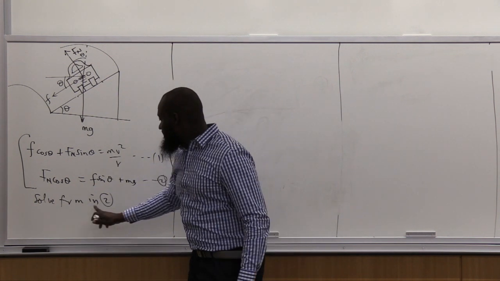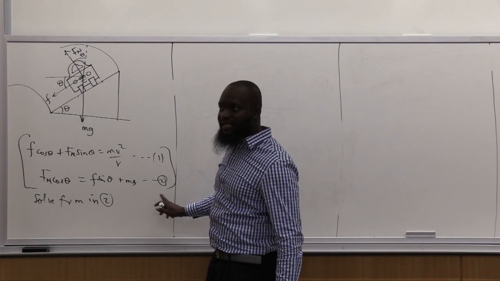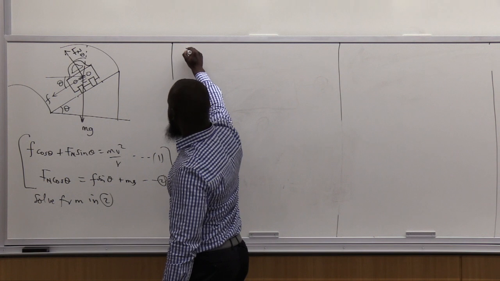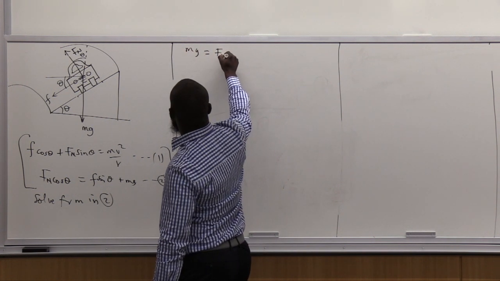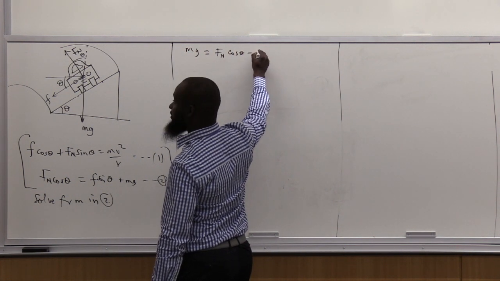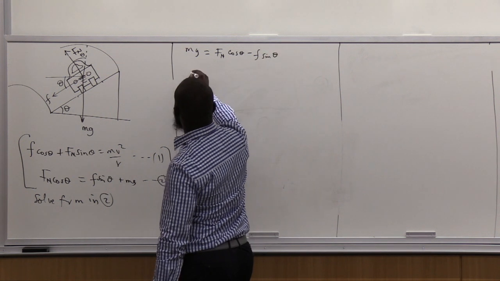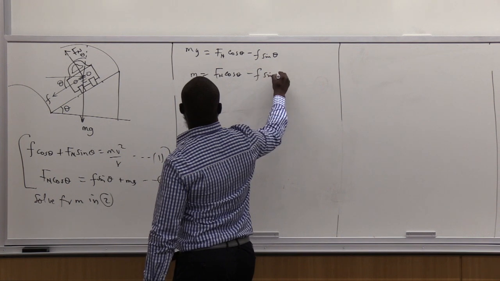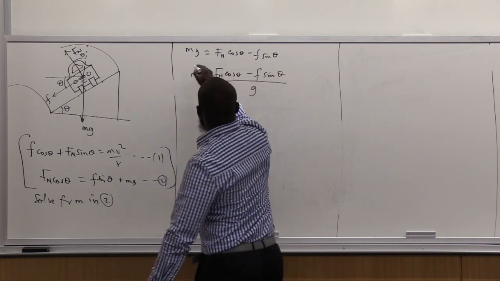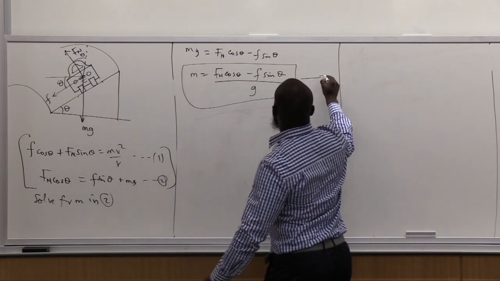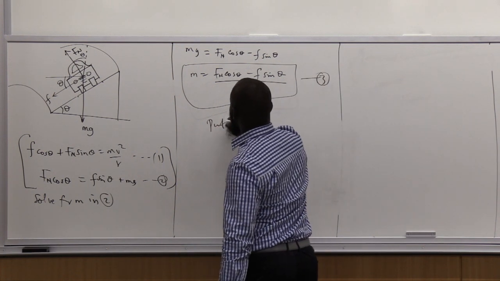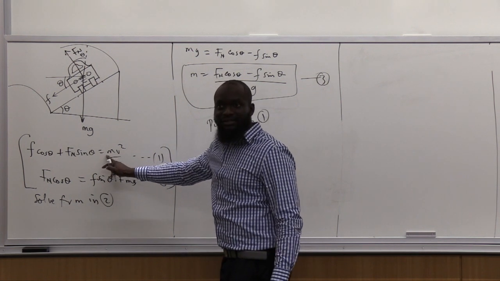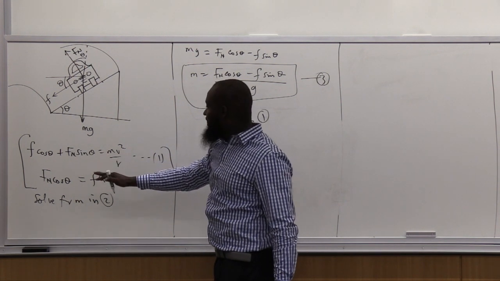So I say solve for mass in 2. Solving for mass here, we get mg equals normal force cosine theta minus frictional force sine theta. So what is mass? It is normal force cosine theta minus frictional force sine theta all over g. So I call this equation 3, and I say put 3 in 1 for mass. That's the next step.